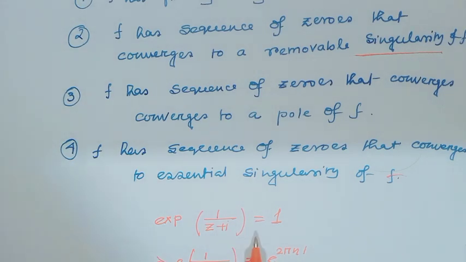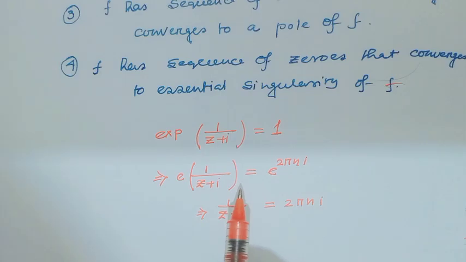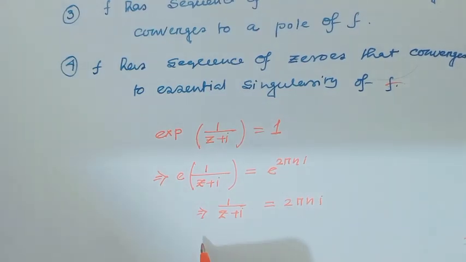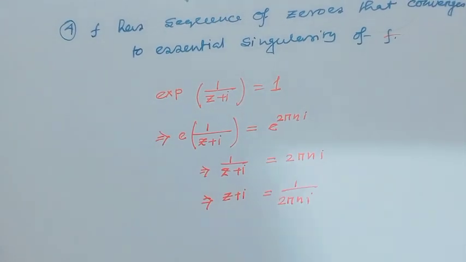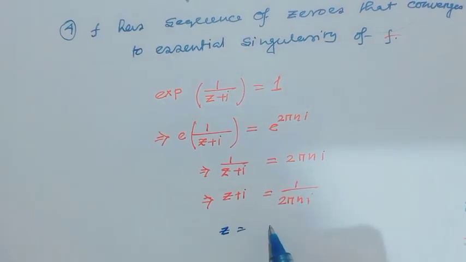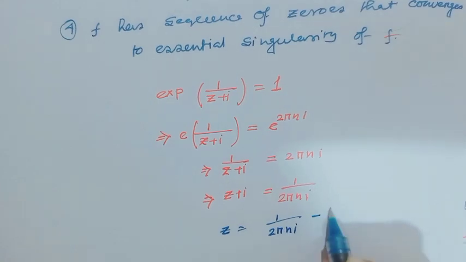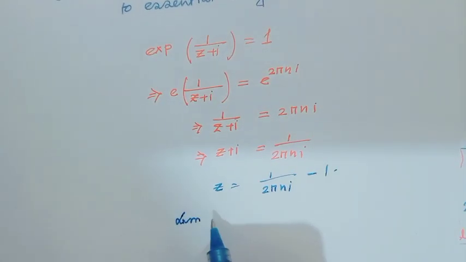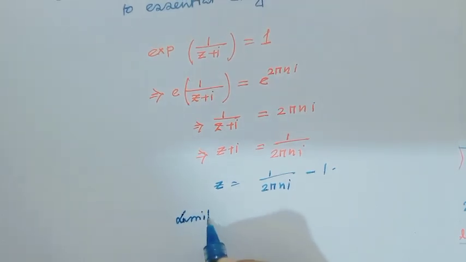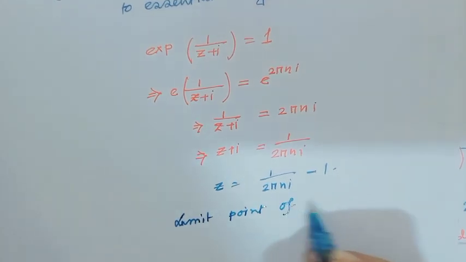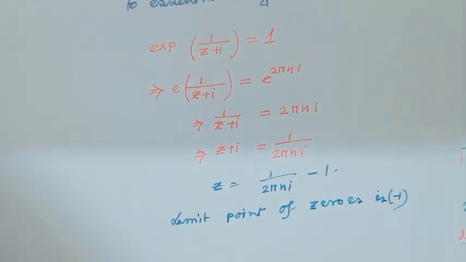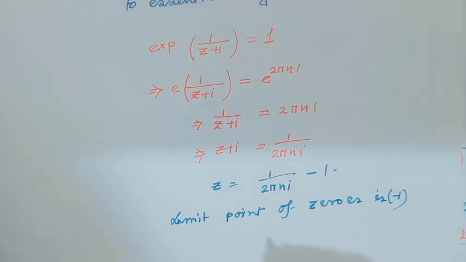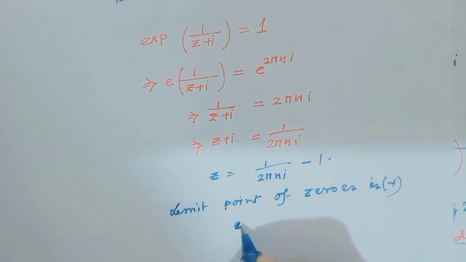exp(1 over (z plus i)) equal to 1, that implies e to the power 1 over (z plus i) equal to e to the power 2 pi n i. That implies 1 over (z plus i) equal to 2 pi n i. That implies z plus i equal to 1 over 2 pi n i. z equal to 1 over 2 pi n i minus i, and limit point of the zeros is minus i, and limit point of zeros always converges to essential singularity.